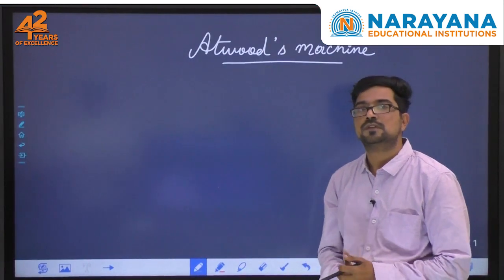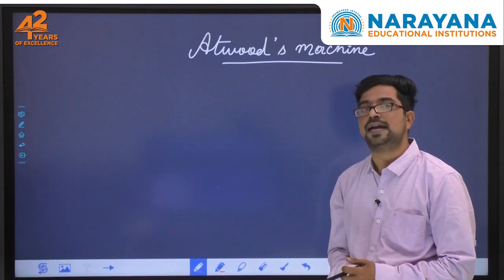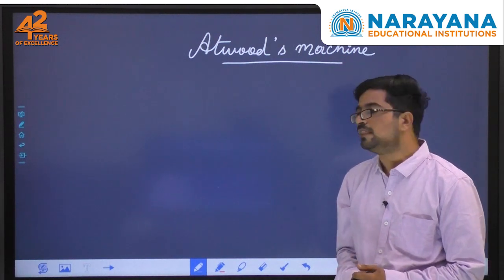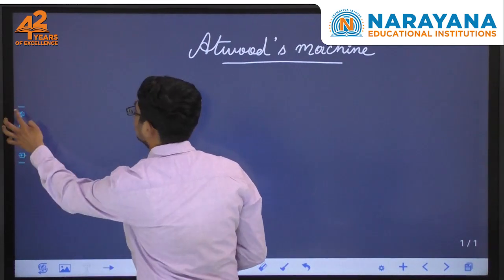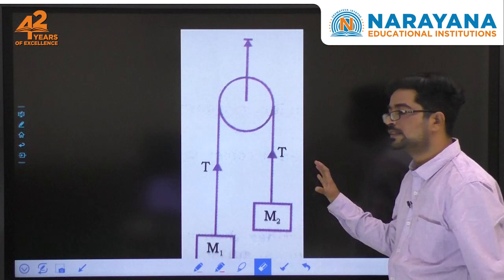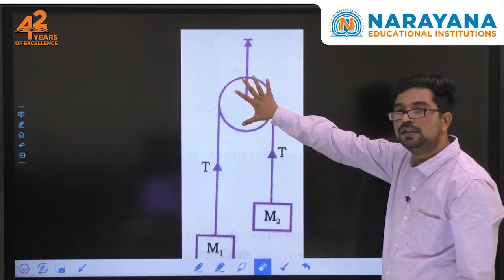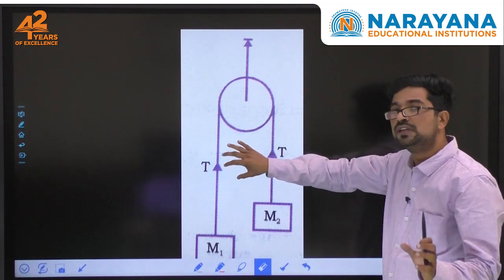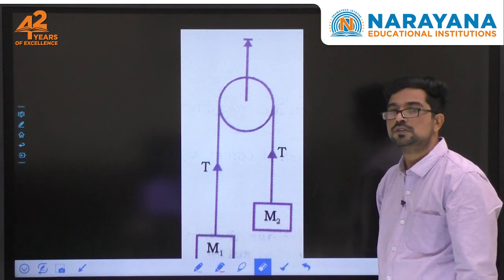Atwood's machine. It consists of a pulley with masses on either side of the string. As you see here, this is an example of Atwood's machine. You find a light pulley and a string which is inextensible, and you have masses moving up and down.